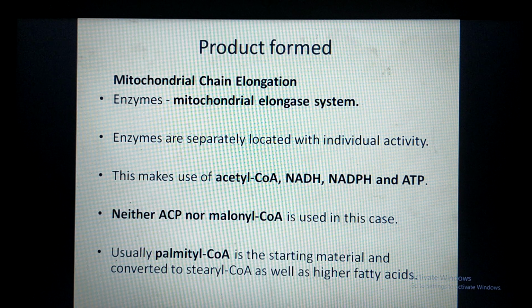The enzyme is the mitochondrial elongase system. Here again the mitochondrial elongase system utilizes palmitic acid, but instead of malonyl CoA they use acetyl CoA. They add acetyl CoA to the palmitic acid with the help of NADH or NADPH both, and ATP, and they increase the length of palmitic acid by 2 carbon atoms to form stearic acid.